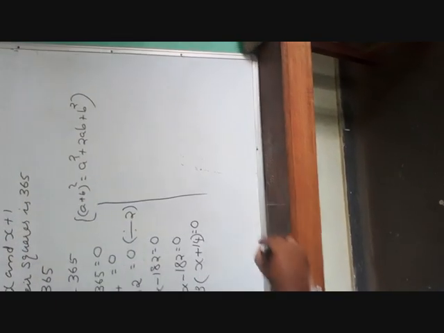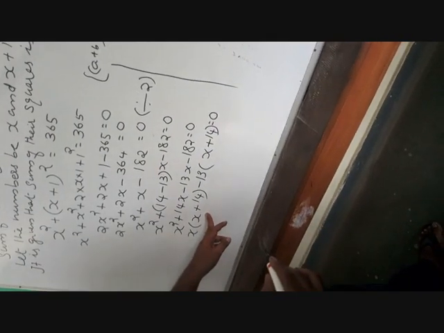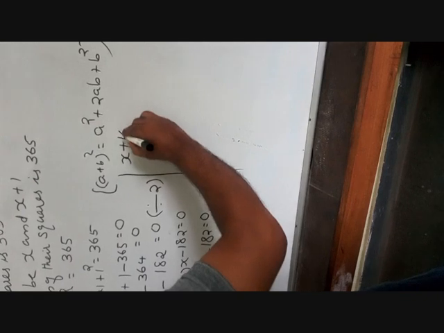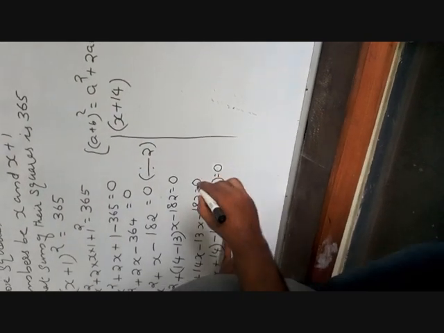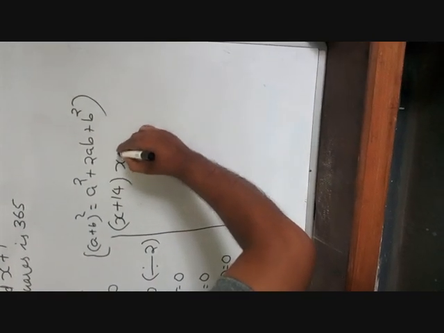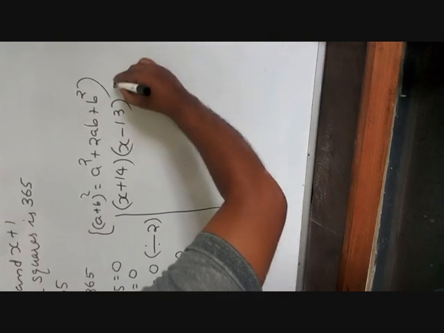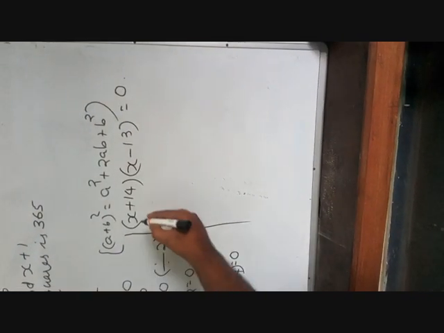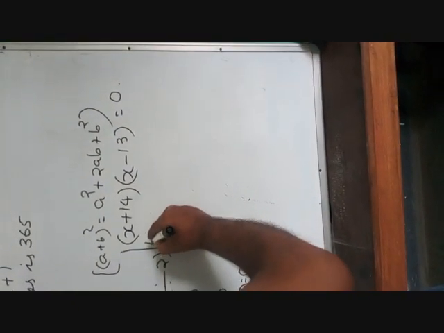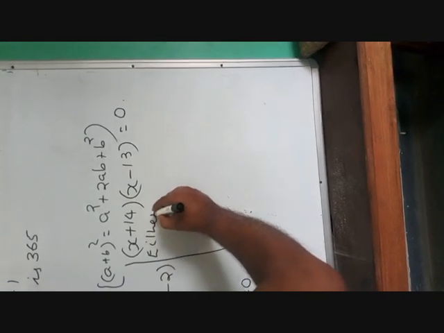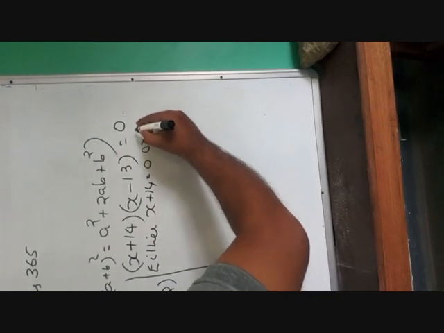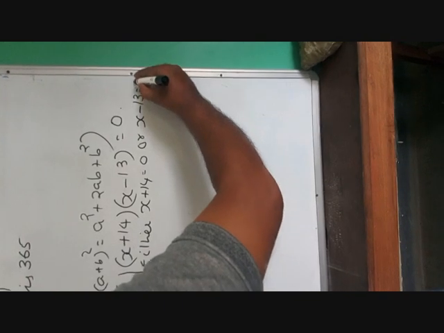Now, there is one common factor. X plus 14, this we can take out. The remaining is x minus 13. X plus 14 into x minus 13 is equal to 0. Here also product of two terms is equal to 0. Any one of these terms should be 0. Therefore we can write either x plus 14 is equal to 0 or x minus 13 is equal to 0.